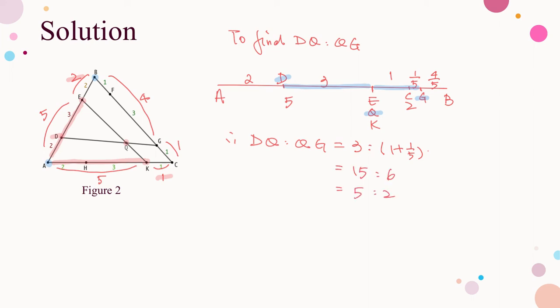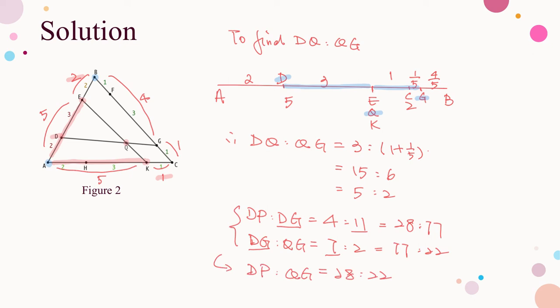Combine the results. DP to DG equals 4 to 11, and DG to QG is 7 to 2. We have DP to QG equals 28 to 22. That is 14 to 11. The answer is the same as what we obtained before.